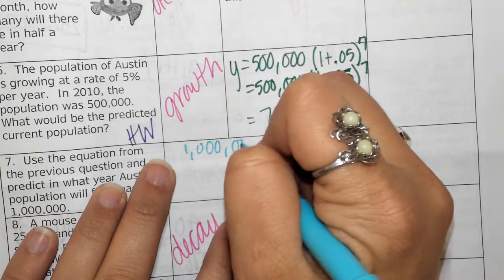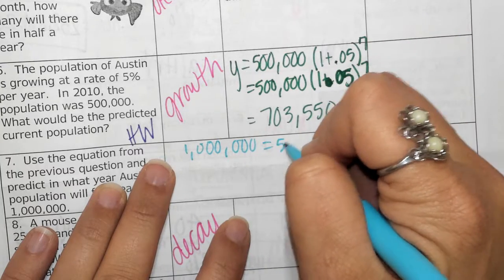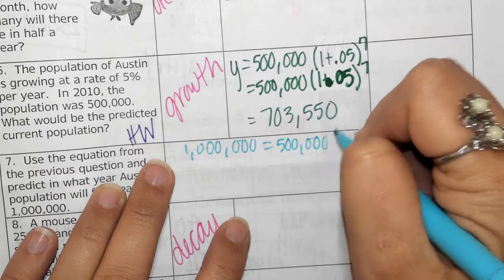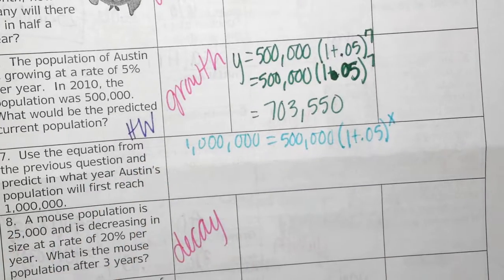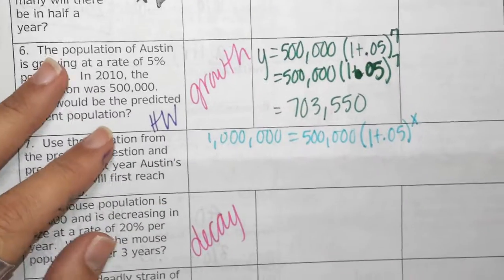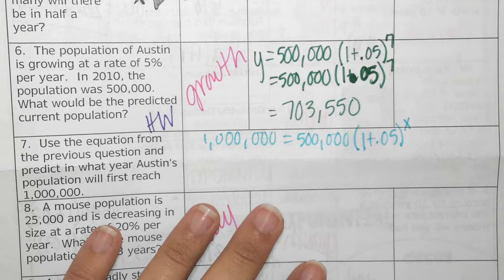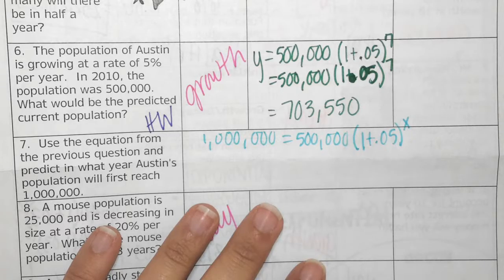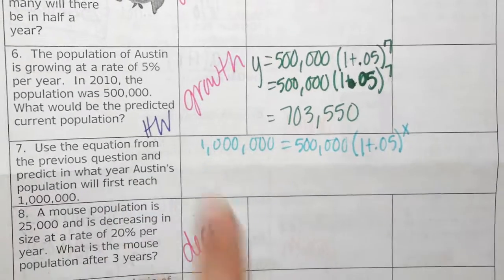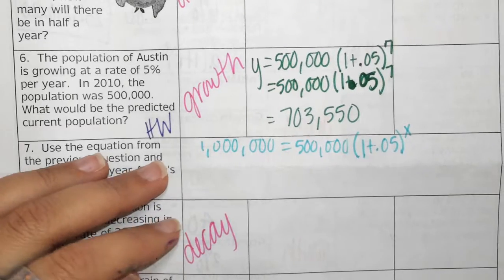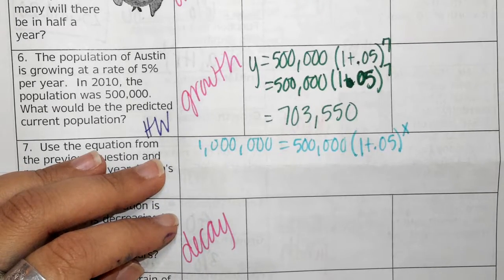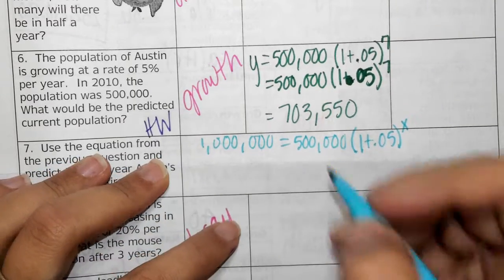Start by setting it equal to 1 million, because that's what we're trying to get, right? And we're still using the same rate. What would you do from here? Could you divide both sides by 500,000? Okay, so let's do 1 million divided by 500,000. I got 2.